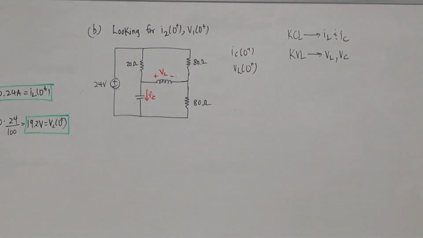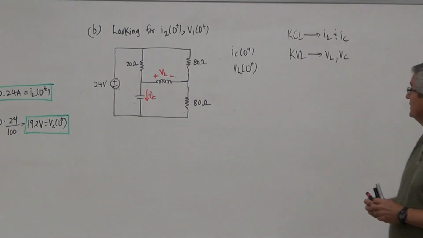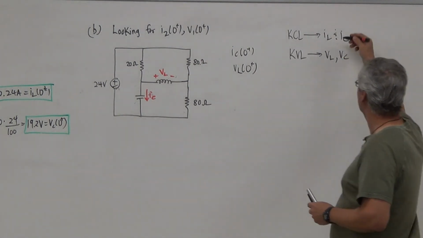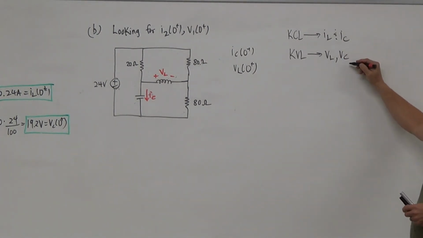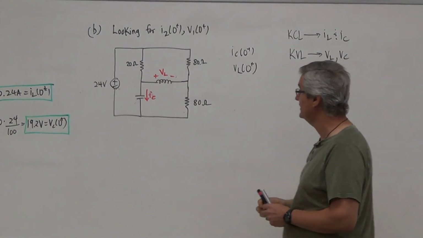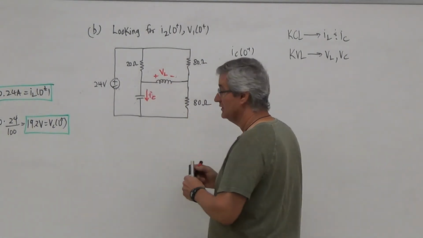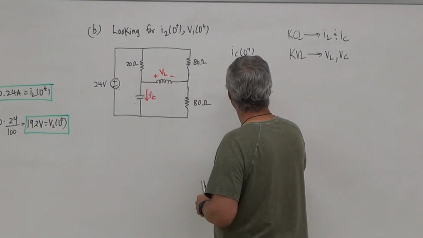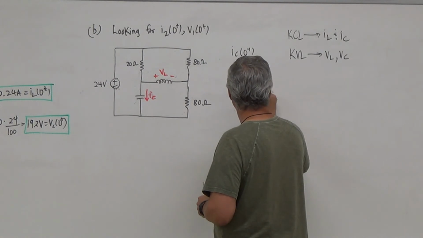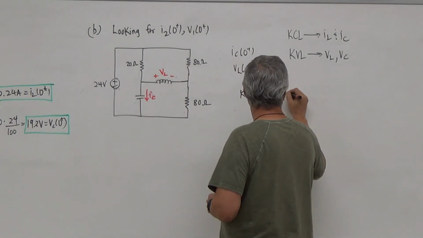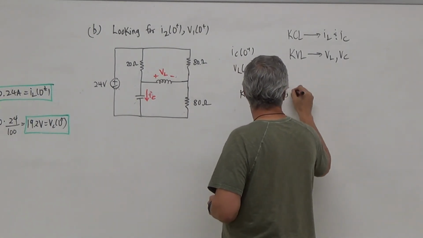I got 5 minutes, so let's see if we can do this. What I'm going to do here, actually, let's just do them in this order. That way we can get rid of this. The first thing that you want to see here is that I got to relate these two currents. So the first thing I'm going to do is apply KCL, which means I got to relate these guys together.